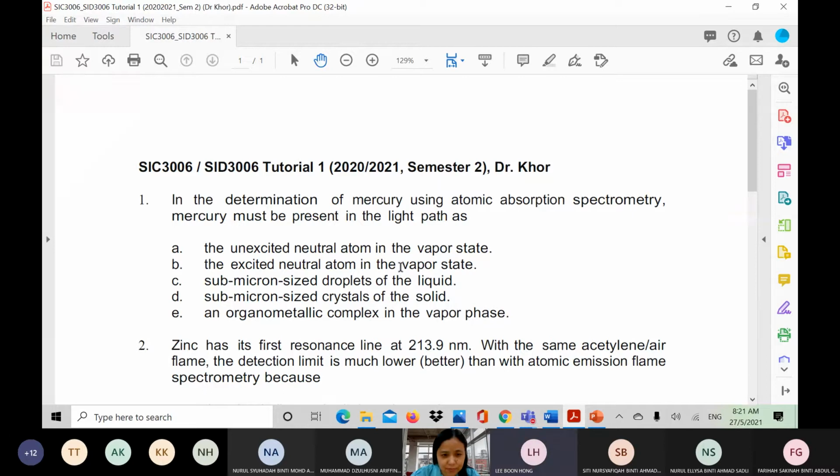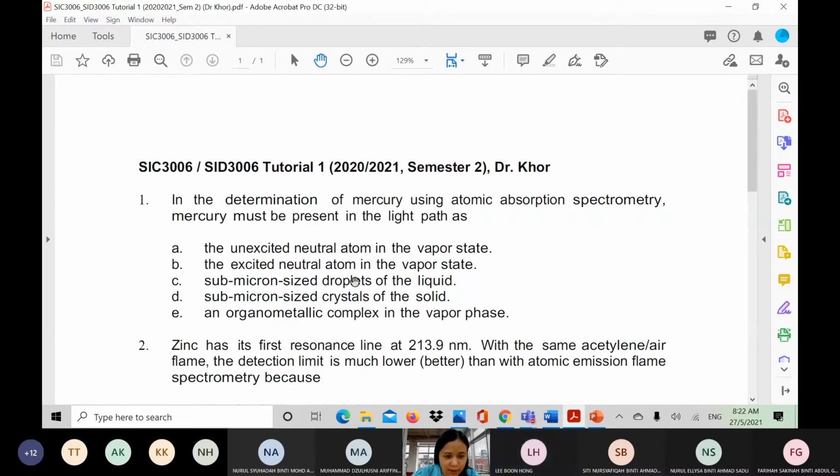Because the mercury present in the light path should be an unexcited neutral atom, and AAS is for measuring the atomized neutral state. So my answer should be A. Yeah, A. So why not B? Why not C? Why not D?